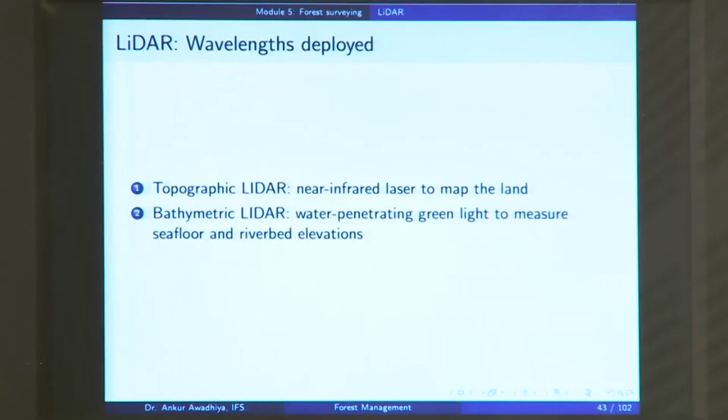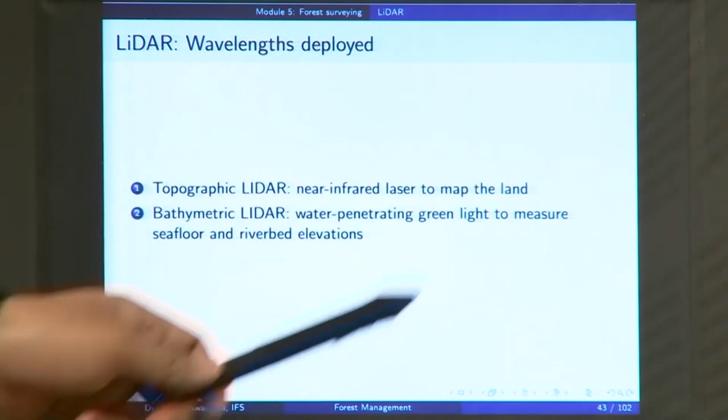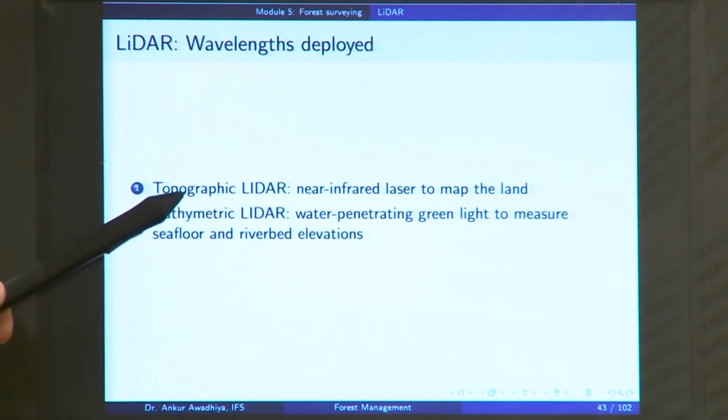So, for that purpose, in the case of land you will make use of topographic LiDAR with a near infrared laser. In the case of water, you will make use of bathymetric LiDAR with green colored wavelengths.